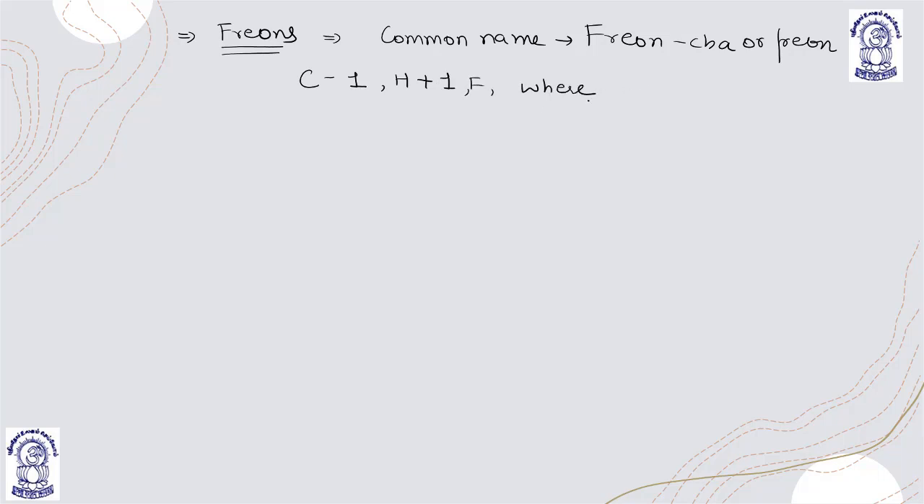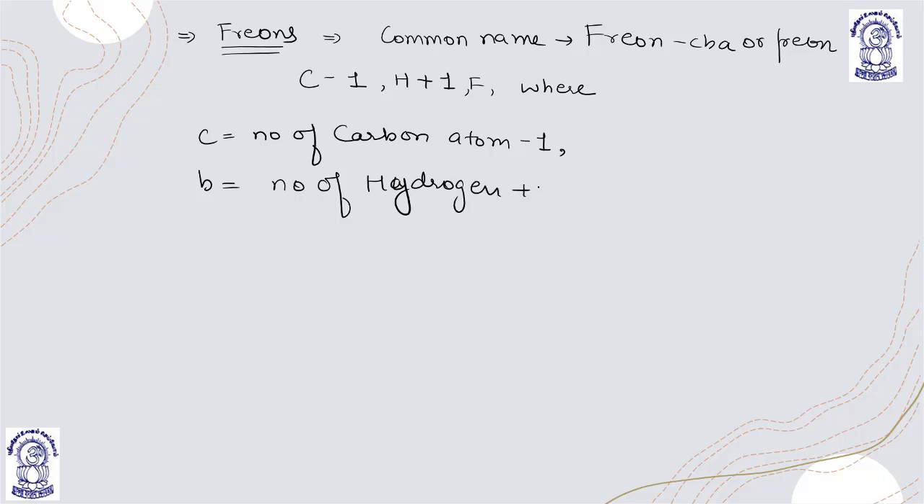Now, freons. They are also polyhalogen derivatives. The nomenclature of freons: the common name of freon is Freon CBA or Freon C plus 1 F, where C is the number of carbon atoms, B is the number of hydrogen atoms plus 1, and A is the total number of atoms of fluorine.